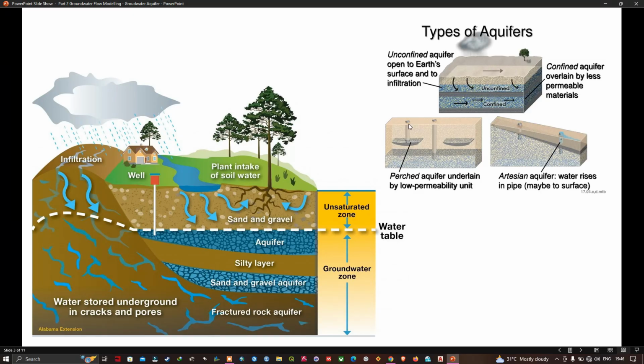Similarly, when a well is tapped in this particular aquifer, that is a sandstone, a sand or gravel aquifer, it has a larger porous and permeable material. So when tapped for water, it can produce a larger amount of water compared to this perched aquifer.